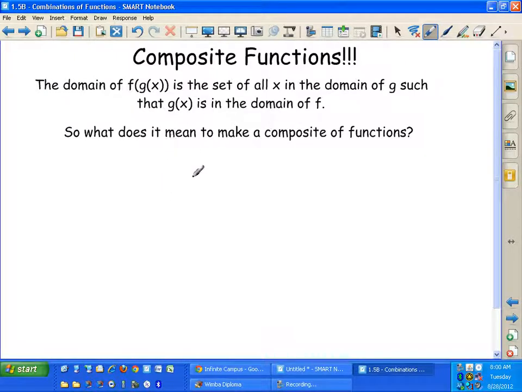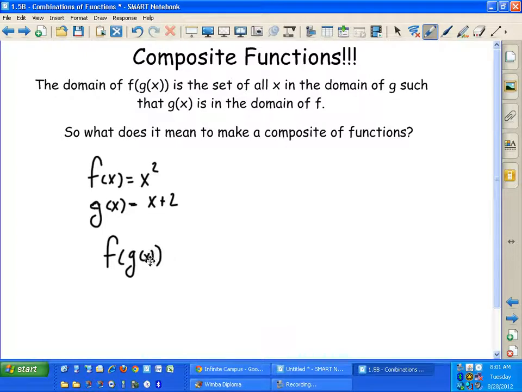And so when we look at this, we're saying that when we say f of g of x, meaning that if we have a function like f of x equals x squared and say g of x equals x plus 2, then what that basically means is that we are going to take the g of x and replace all the x's in the f of x equation with what g of x is.